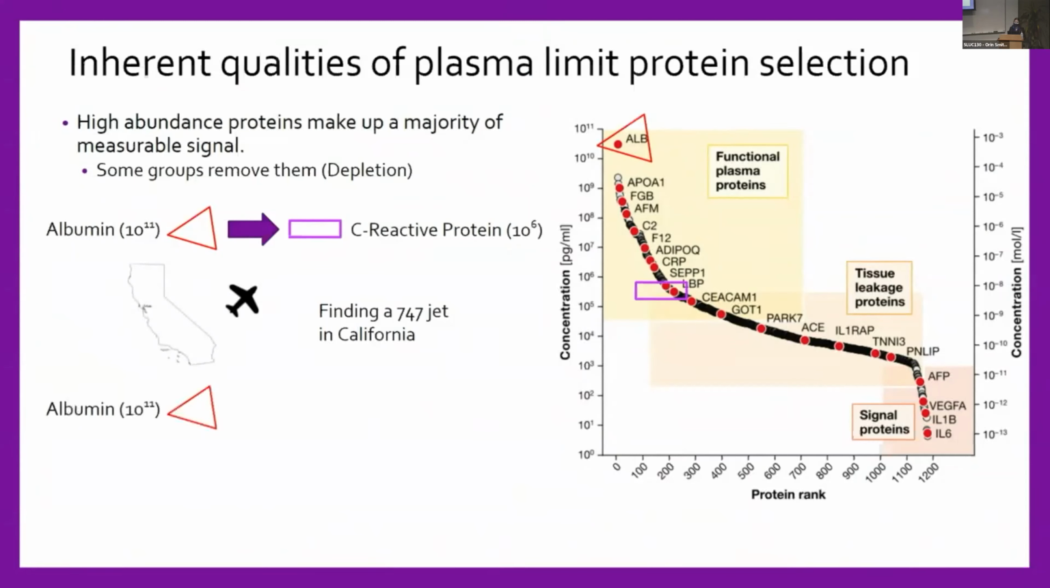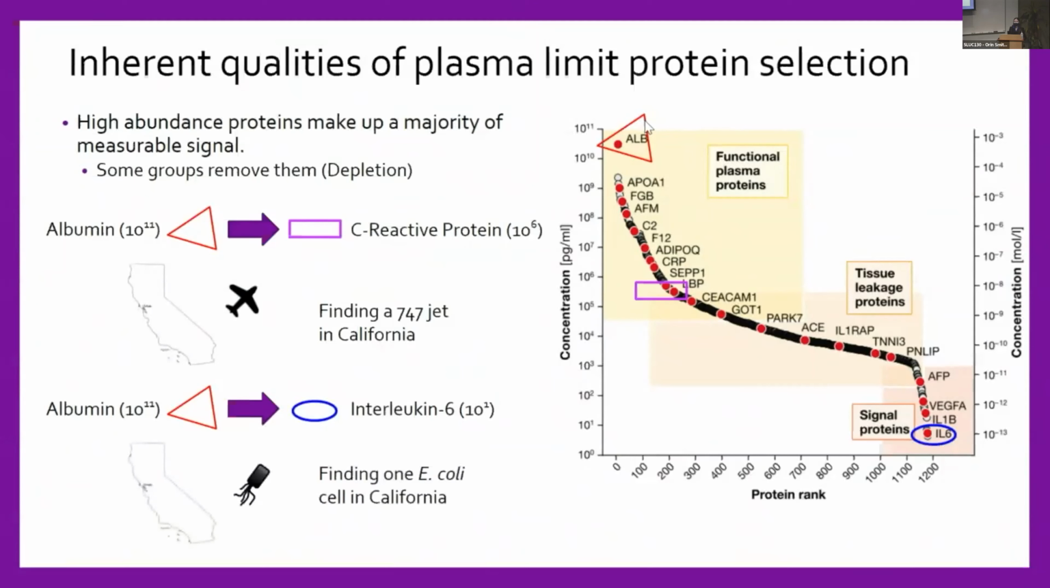And if you try to go from albumin, again, shown here up at the top, to something like IL-6 at the very bottom, this is like finding a single cell of E. coli in the state of California. And so perhaps it's quite obvious that we are limited in what proteins we can examine using our approach. So something like IL-6 that's really low abundance, we will not be able to pick up with current technologies, hopefully in the future.